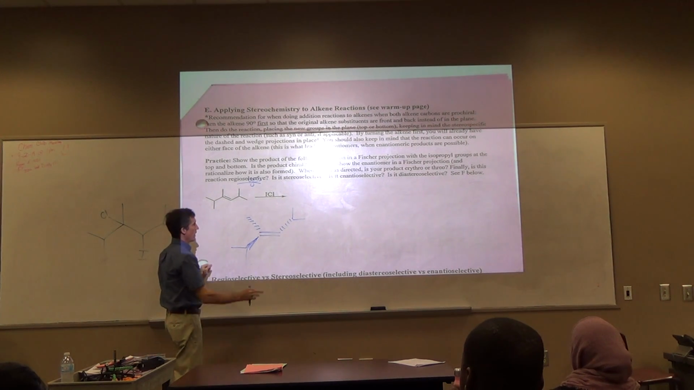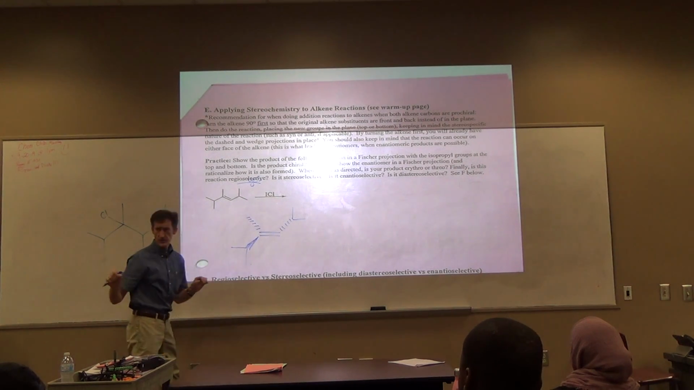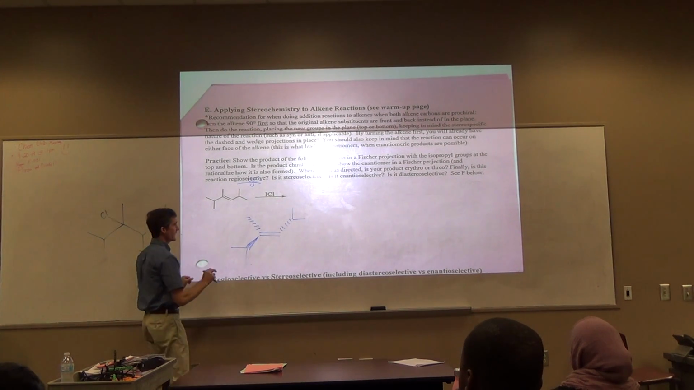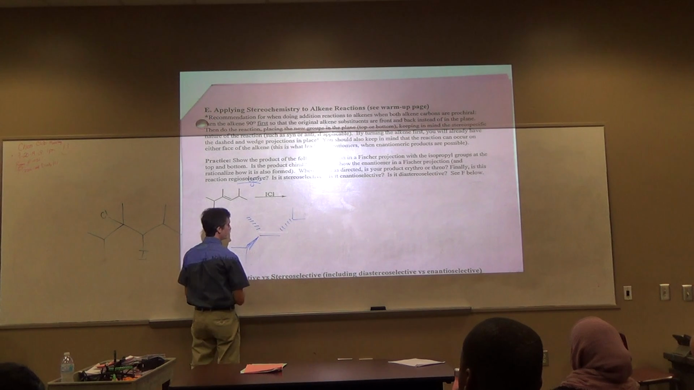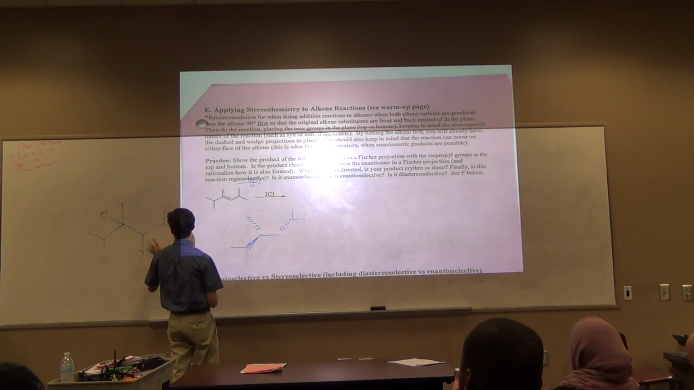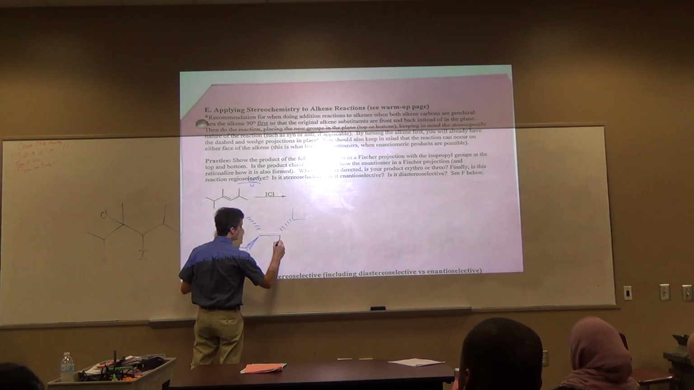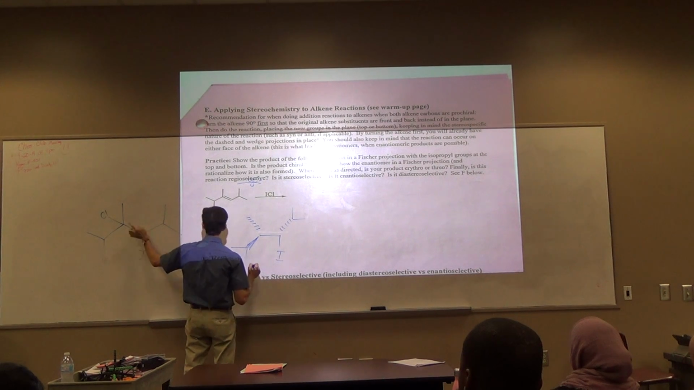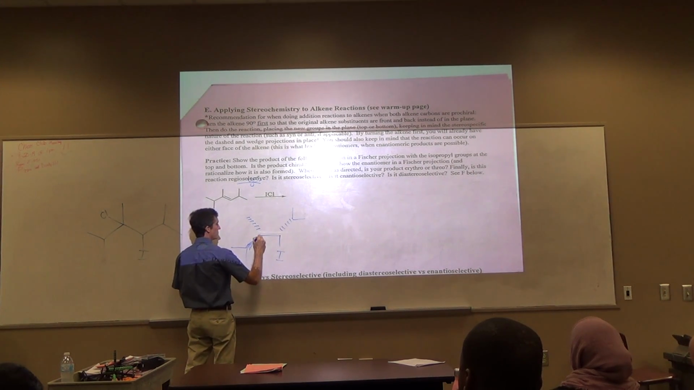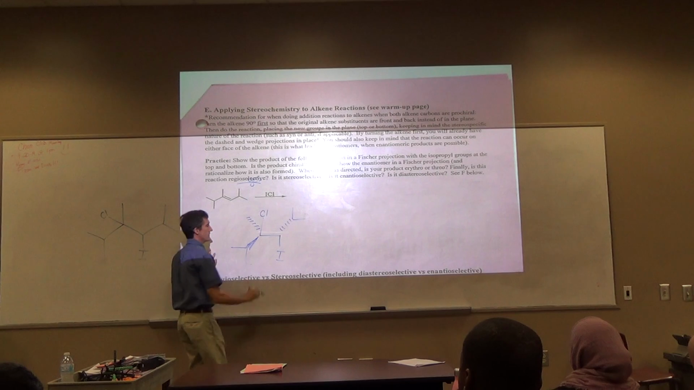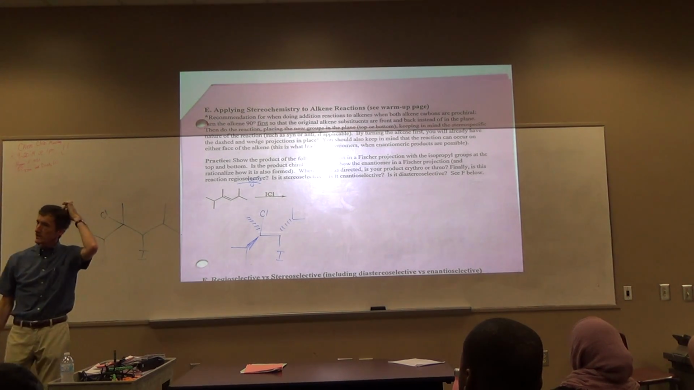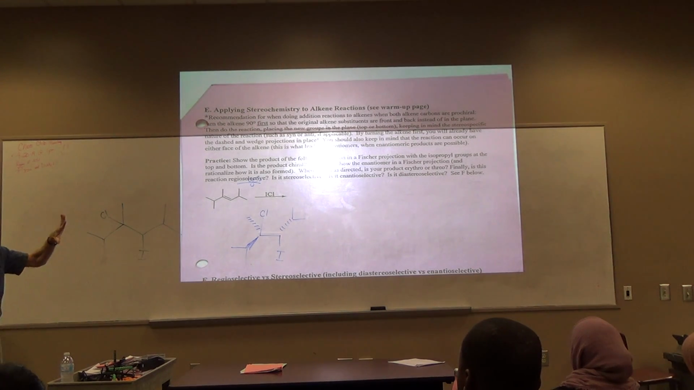Okay. What do we know about the addition? We said earlier, trans addition. Get rid of one of the double bonds. Here we go. We can put an iodine here. So that's where it goes. And a chlorine here. But the new things can be drawn in the plane. Straight up, straight down. Trans addition.